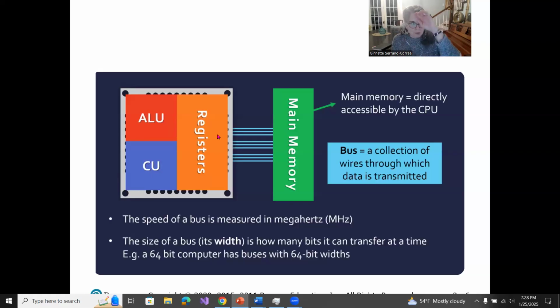So again, I use the word lines. That is the correct term to use for each one of these wires. It's a line. Again, the width is the size of the bus. The 32-bit system has 32-bit width buses, and it means it can transfer 32 bits at a time.